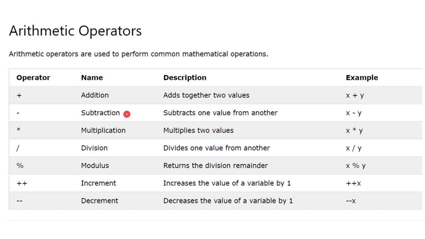Subtraction subtracts one value from another, like x minus y. Multiplication, x into y. Division, then we have the modulus operator. It returns the division remainder. Suppose you are dividing 10 by 3, there will be some 3.33, so the remainder will be returned here.